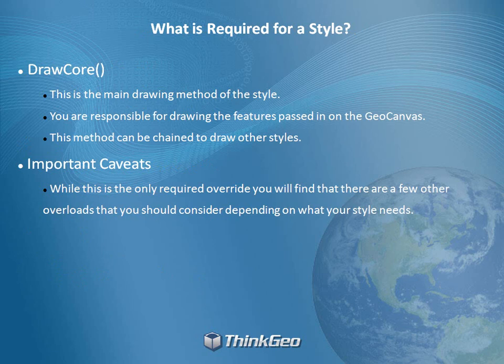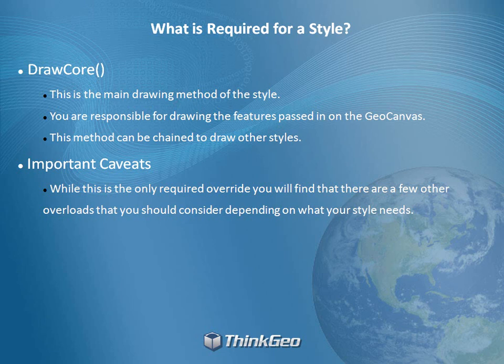What are the required overrides for a style? Styles are fairly simple objects, and luckily it only has one method that absolutely has to be implemented when you inherit from it. And this is the DrawCore. The main function of the DrawCore is to do the drawing for the style. You're responsible for taking the feature that's passed into you and drawing it on the GeoCanvas. One important thing that a lot of people overlook is that you can create a style that almost does no drawing at all and actually proxies its drawing off to another style.